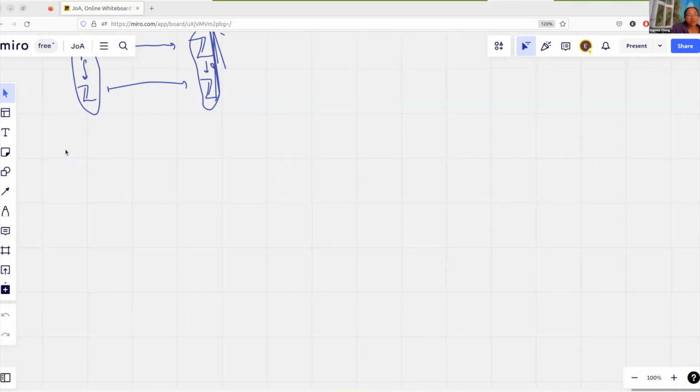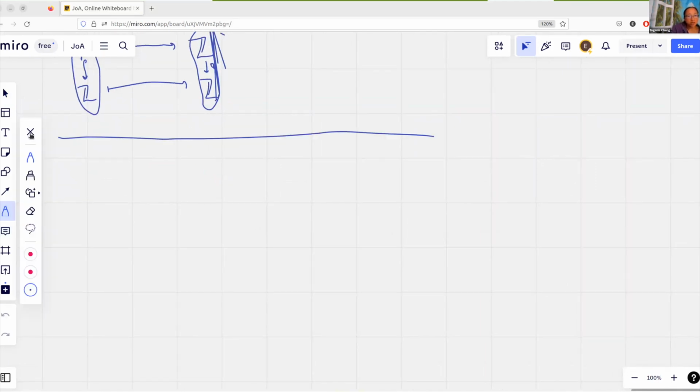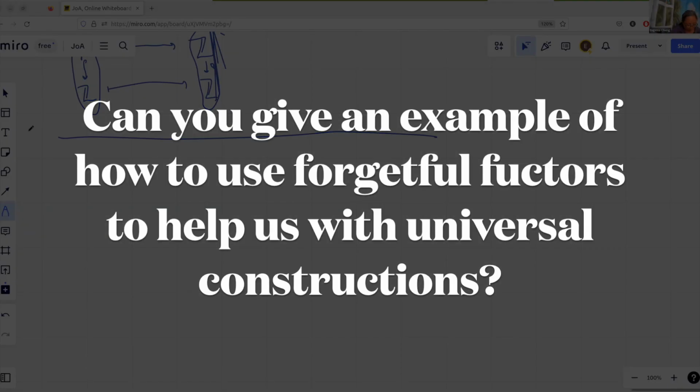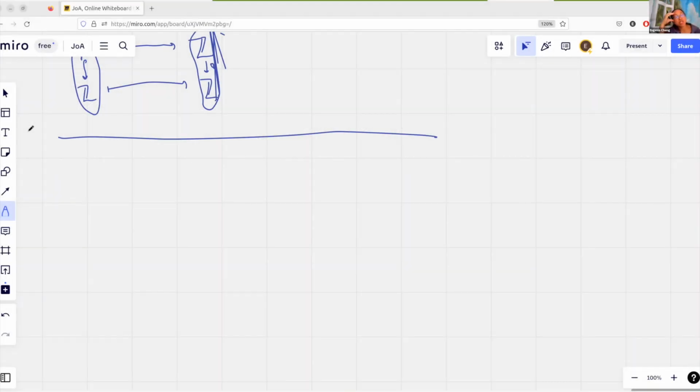Okay. So next question, where are we? Can you give an example of how to use forgetful functors to help us with universal constructions? I think I already did. So that was the one saying that it's part of an adjunction. Forgetful functor, if it has a left adjoint, is going to preserve limits. So if you want to construct a limit in the big category, in the complicated category, you know that if it exists, then it will be preserved by the forgetful functor. So it should be that limit in the base category. So if you're sets with structure, you construct the limit of sets, and then you lift your structure up on the limit.